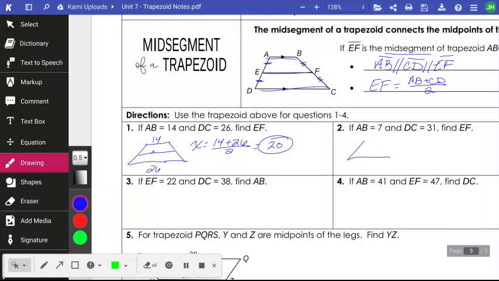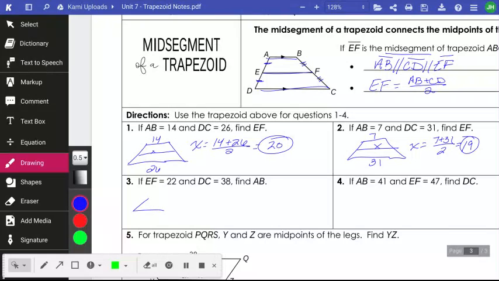If I do the same thing over here, AB is 7, DC is 31, and I'm trying to find EF. So X is going to be equal to the average of 7 and 31. 7 and 31 is 38, and 38 divided by 2 is 19.